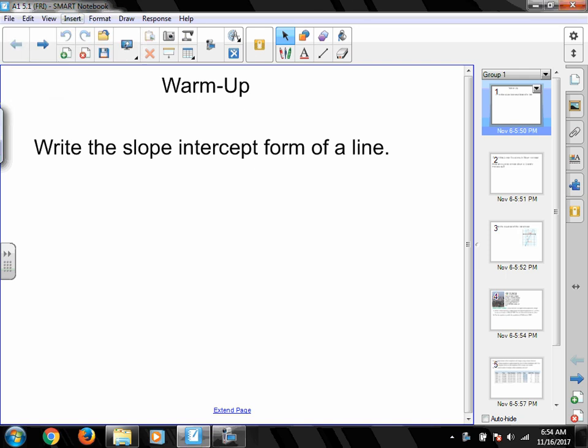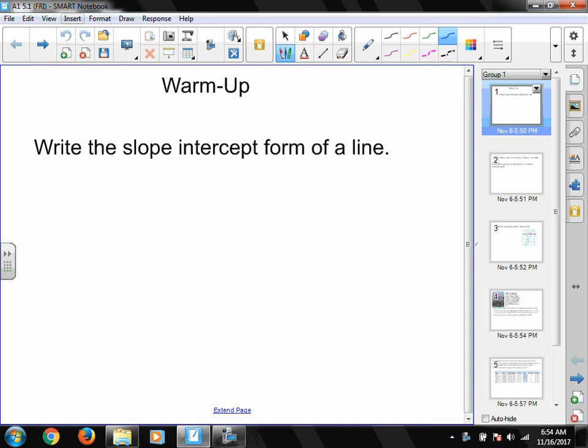Hi everybody, today we want to talk about section 5.1, starting out chapter 5. But before we do that, we want to write the slope-intercept form of a line. I may not have said this to you guys, but the y equals mx plus b is called the slope-intercept form.